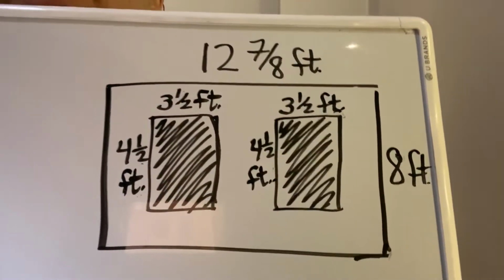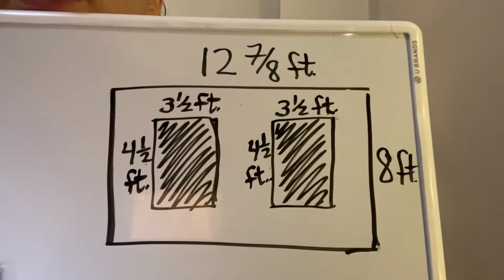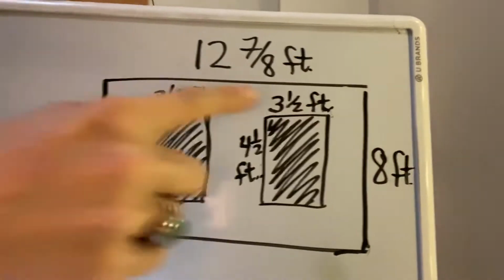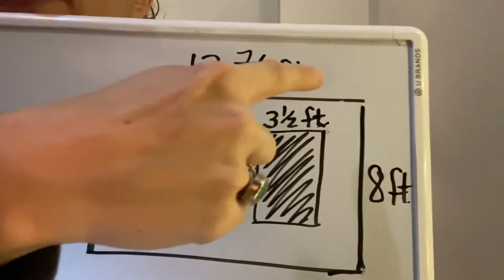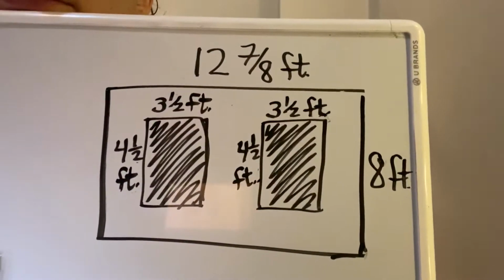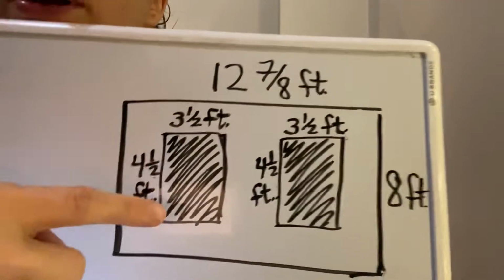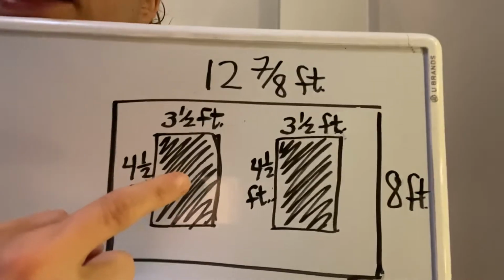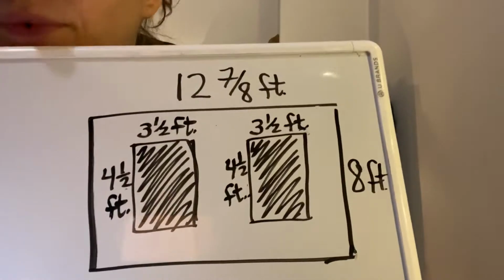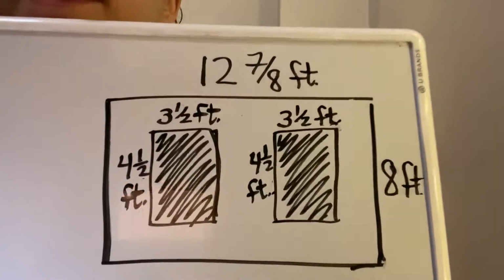You now have your visual from the word problem drawn, and it should look like this. Okay, you have the wall, and it is 12 7/8 feet wide, and it is 8 feet high. It has two windows the same size, 3.5 feet by 4.5 feet, represented by these shaded boxes. The problem is saying that we want to find the area of the wall that can be painted.